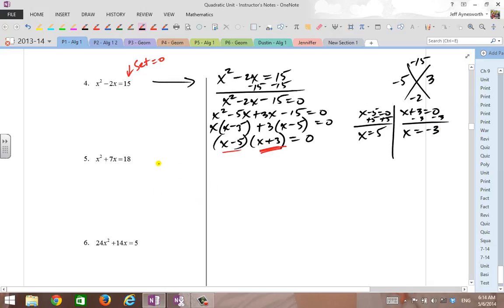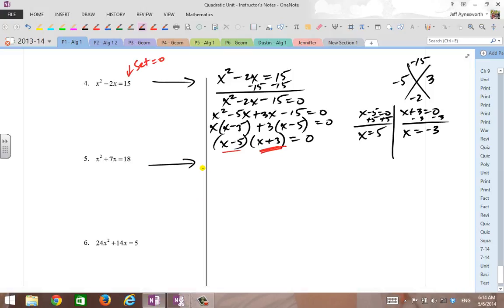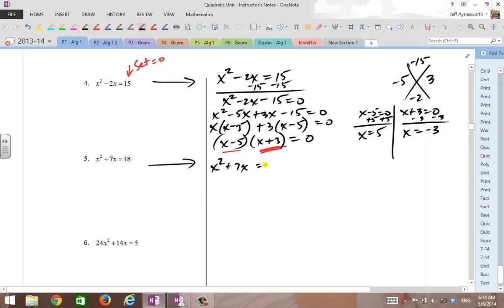Number 5 is the same. So if you're watching that, go ahead and pause the video now and try number 5. All right, so let's try it. X squared plus 7x is equal to 18. So subtract 18. Got to set it equal to 0, right? So x squared plus 7x minus 18 equals 0.